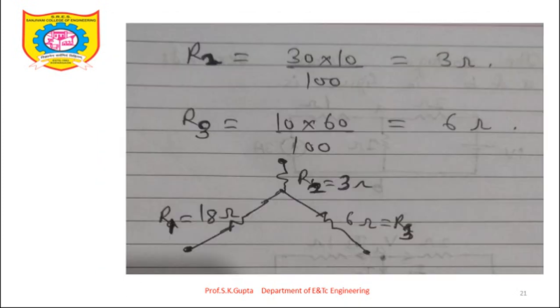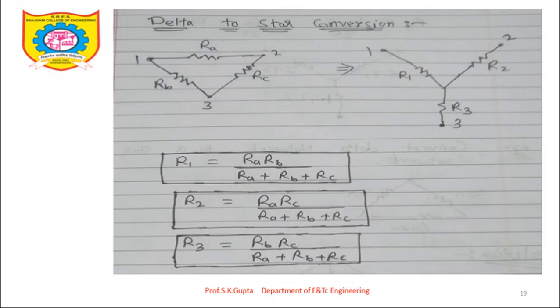For example, suppose delta resistances are 30 ohm, 30 ohm, 30 ohm. All resistances are of same value. Then star resistances will be R delta divided by 3. So 30 divided by 3 is 10, so star resistances will be 10 ohm, 10 ohm, 10 ohm.